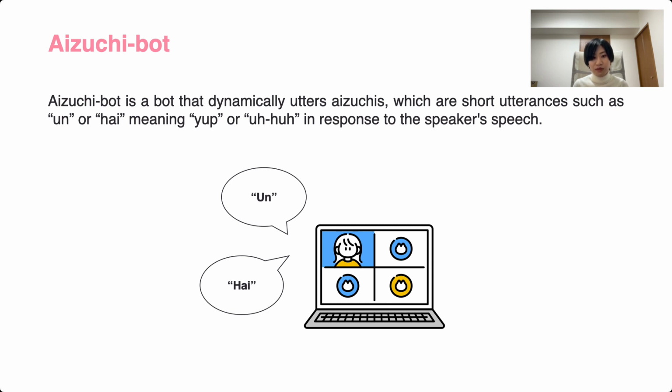We prepared two patterns of voices for the Aizuchi-bot, one with constant inflection of synthetic voices and the other with various intoned human voices, and compared them with a silent partner.